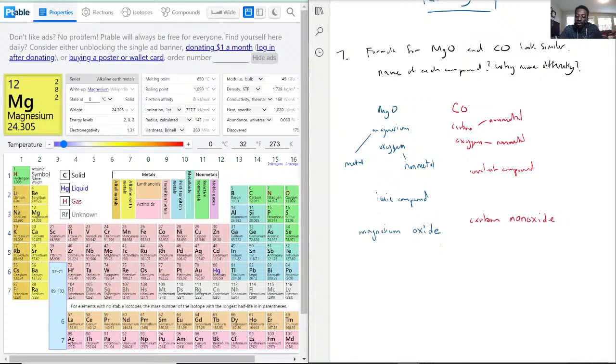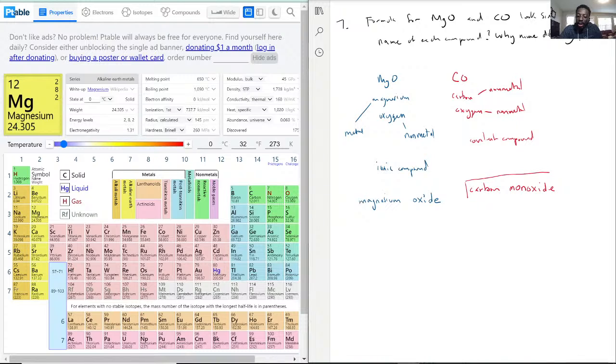So that is actually a key difference there between naming ionic compounds and covalent compounds. For ionic compounds, you do not put the prefix indicating how many you have of the second element. For covalent compounds, you have to put the prefix indicating the amount of the second element you have. So this would be the name for CO, carbon monoxide, and this would be the name for MgO, magnesium oxide.